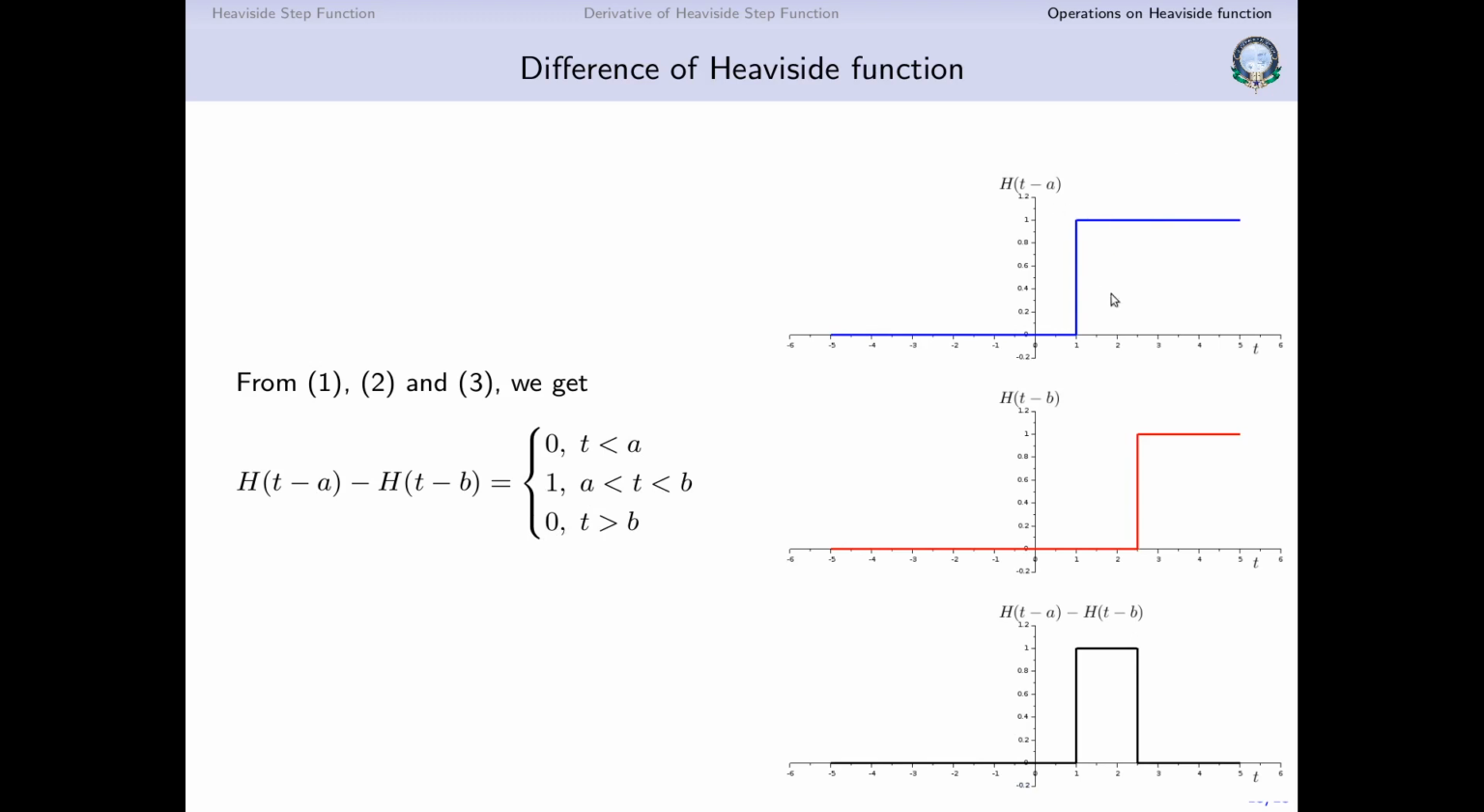The difference between these two functions gives me something like this. In quantum mechanics we encounter this as a barrier potential. When we have the tunneling effect of electrons, we encounter the barrier potential. So the barrier potential can be represented as a difference of two Heaviside functions.